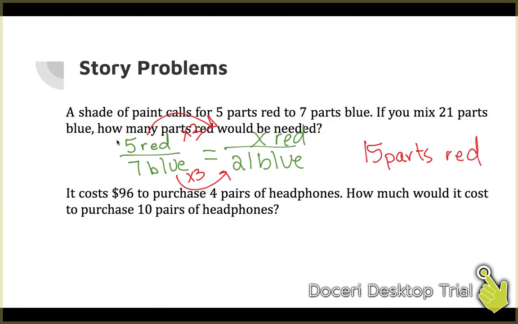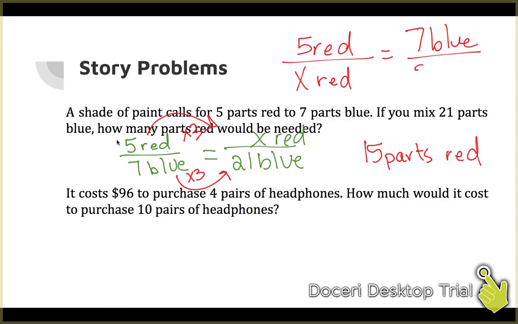Now I said that's not the only way you could do it. I could set up, instead of red on top, blue on bottom, I could do 5 red and then the other unknown red equals, so that means I put the sample on top and then the big amount on the bottom. So I would do 7 blue to 21 blue. I prefer this method. Less mistakes will happen, but you can choose whichever way you want.